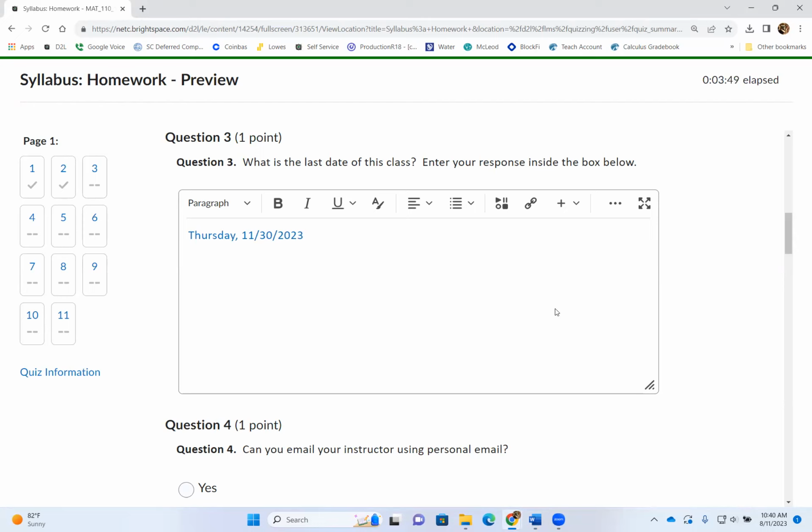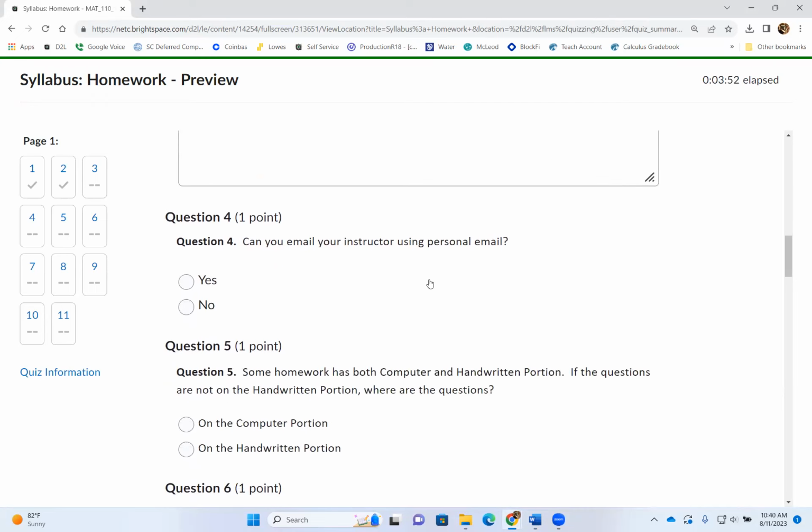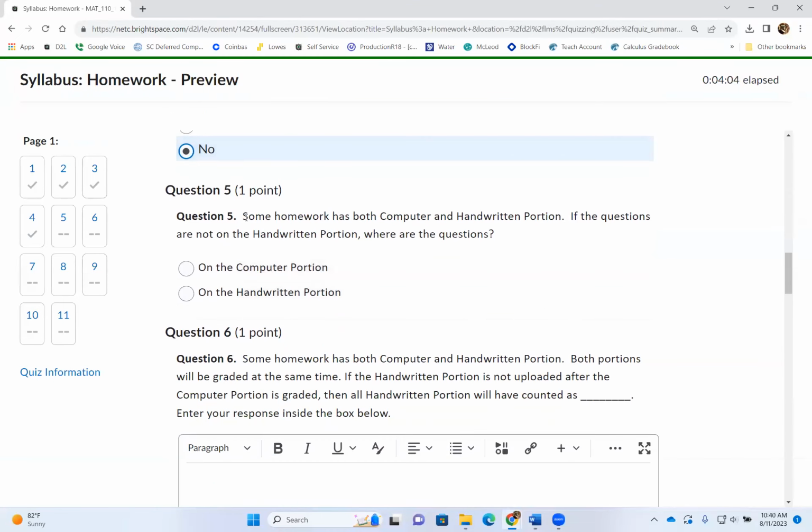That would be fine. Can you email your instructor using personal email? The answer is no, because a lot of times your personal email will come to my email inbox as spam, so I would not even know you emailed me. Question number five, some homework has both computer and handwritten portions. If the questions are not on the handwritten portion, where are the questions? They must be on the computer portion.